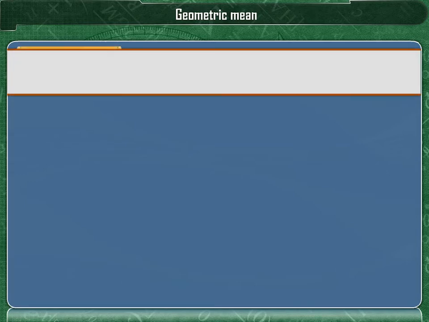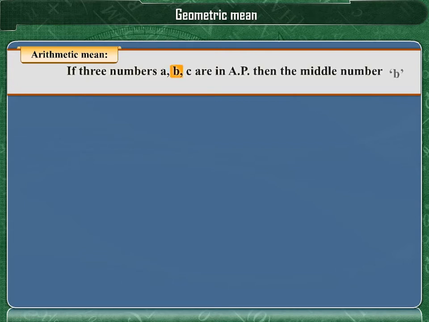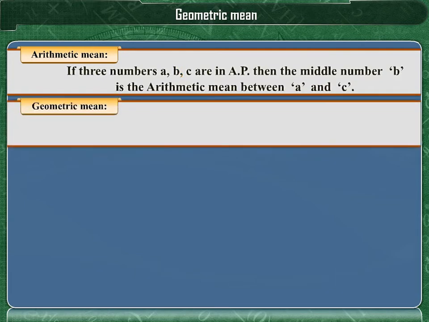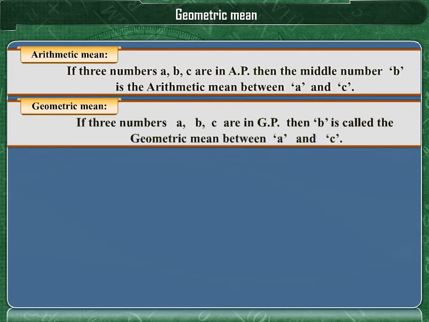Let us now learn the geometric mean between the numbers. We have learned that when the numbers a, b, c are in AP, then the middle number b is the arithmetic mean between a and c. If three numbers a, b, c are in GP, then the middle number b is called the geometric mean between the numbers a and c.